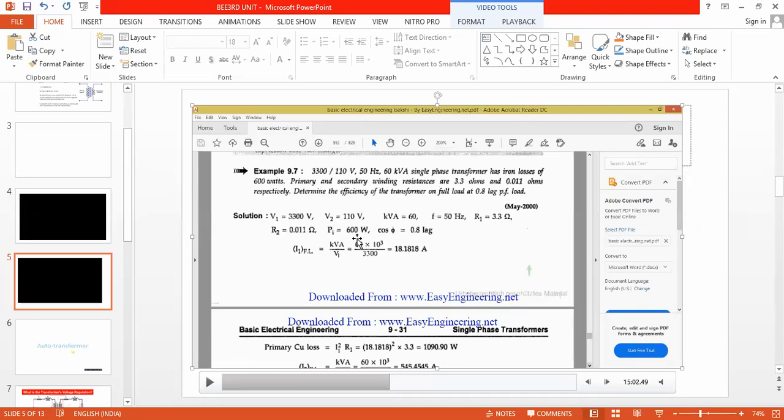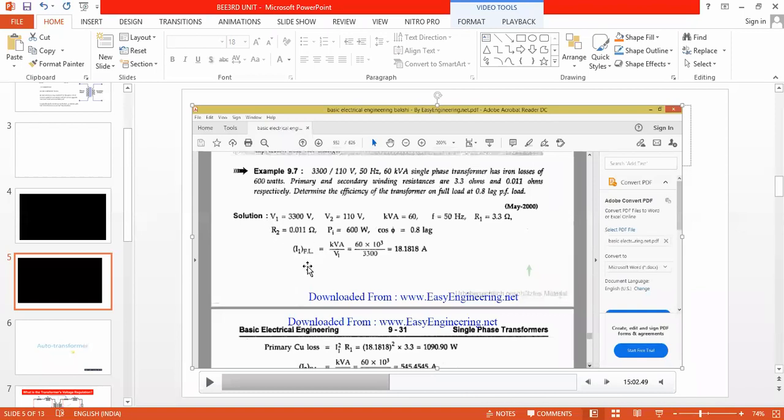Okay, it is constant. Now you see, I want to calculate copper loss. What is the formula for copper loss? I1 square into R1 or I2 square into R2 or I1 square into R01. R01 is not given in the problem, so I am not using that formula. Or I2 square into R02, which is also not given. What they have given: primary winding resistance is how much? 3.3. So I can use I1 square into R1. Or the secondary resistance they have given, 0.011, R2. I can also use I2 square into R2.